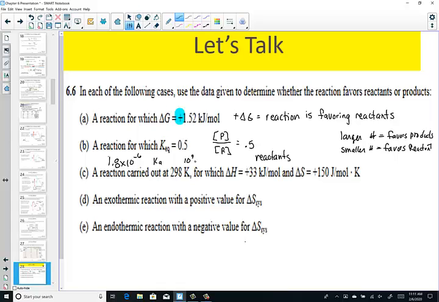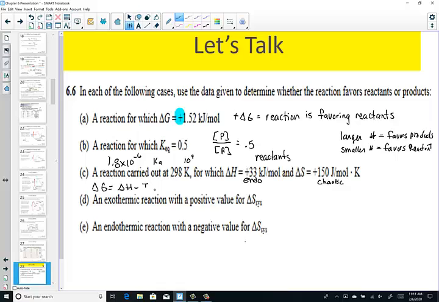Here we have a reaction carried out at 298 Kelvin. The delta H is given as positive, and the delta S is given as positive. So this is an endothermic process. This is becoming more chaotic, which is good. We have a positive entropy, and the temperature is 25 Celsius, which is typically room temperature where you're running your lab at. We want to know the sign on delta G.